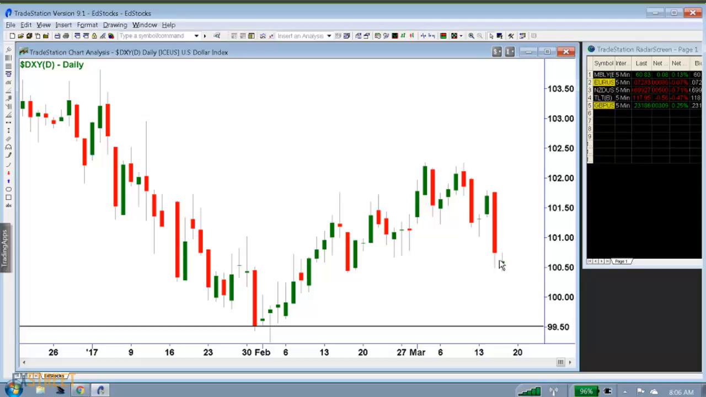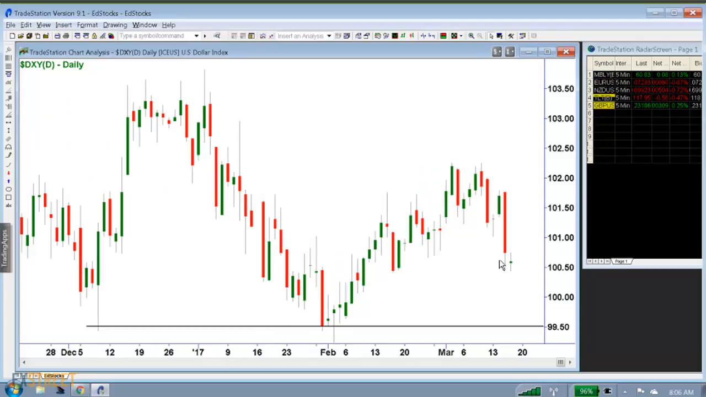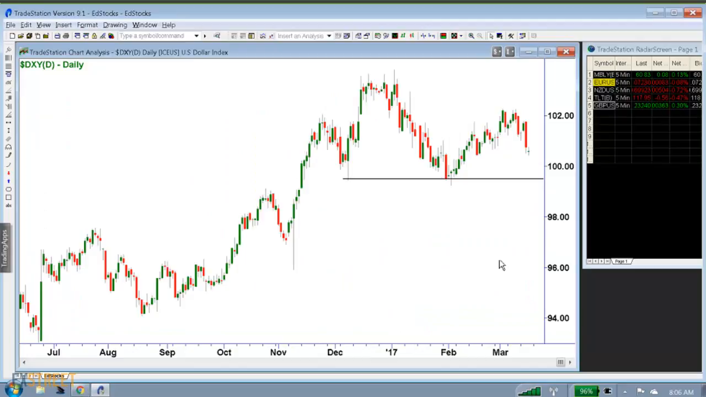Somebody big is selling dollars into rallies. And because you and I can't make that big red candle, it has to be a major bank or an institution. Nobody else really has the ability to create that big red candle. It has to be somebody of significant size.